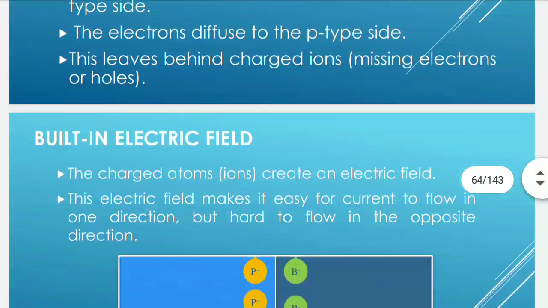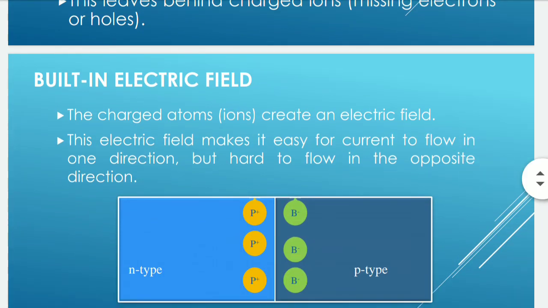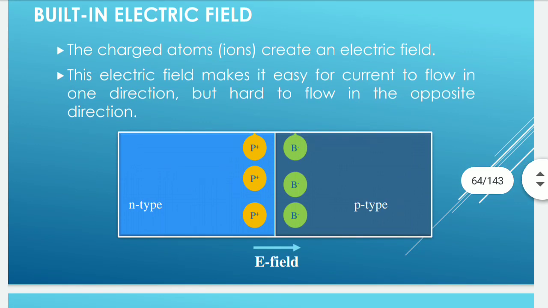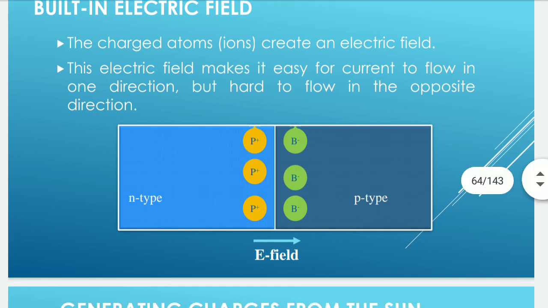Built-in electric field. The charged atom ions create an electric field. The electric field makes it easy for current to flow in one direction but hard to flow in the opposite direction. These are the immobile ions. On both sides they create the depletion layer.